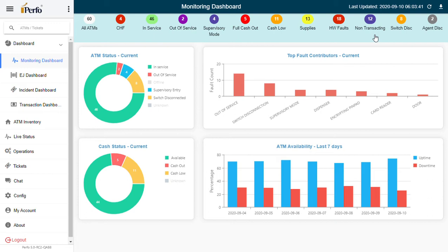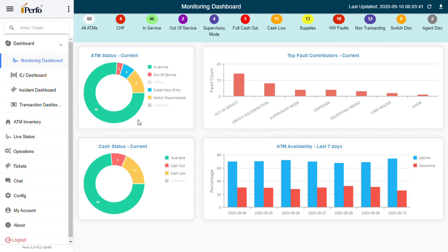So you can configure, for example, that if the ATM is not transacting for more than half a day, more than 6 hours, it can appear here. Or something that is non-transacting for more than a day, it can appear here. Okay, then there are disconnections. How many machines are disconnected from the switch? How many machines are disconnected from the Perfo server? Okay, that gives a crisp overview of the monitoring status of your ATM network.